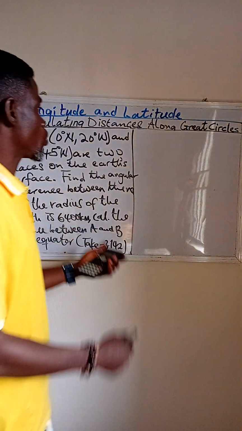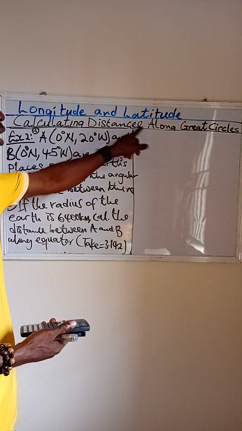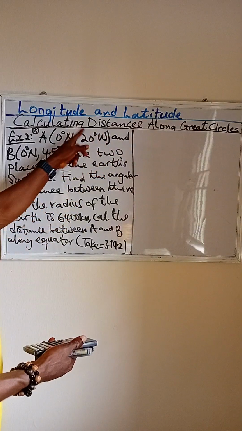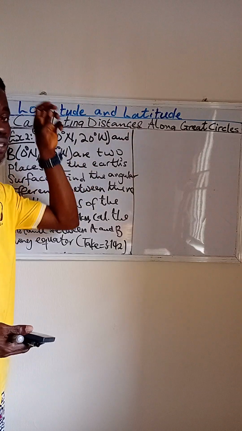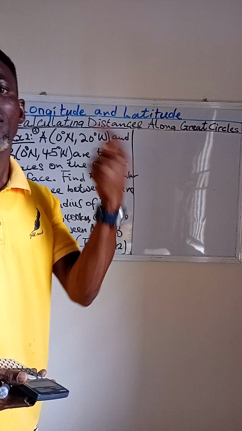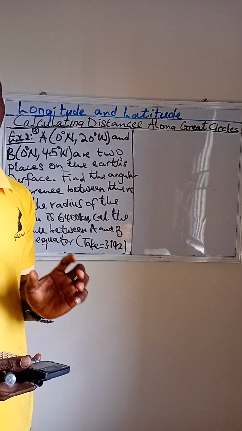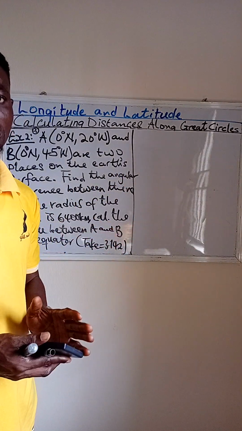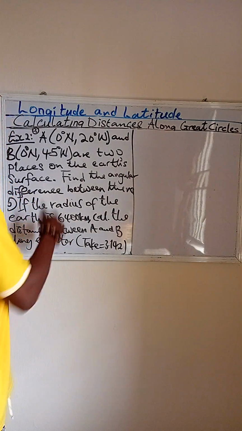Okay, let's take this one as example 2 under calculating distances along great circles. Don't forget that I explained that to calculate distance along a great circle means to find the distance along what? Along longitude and the equator, because lines of longitude are great circles and also the equator.